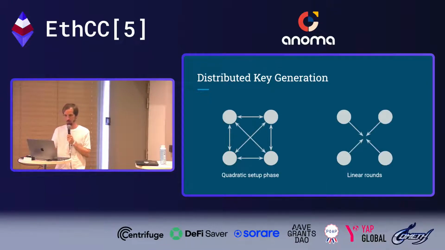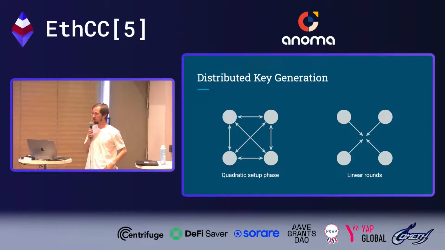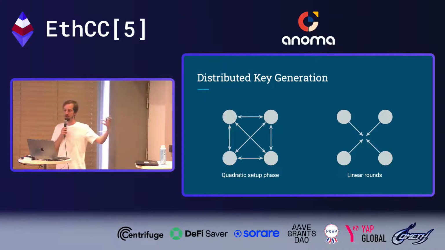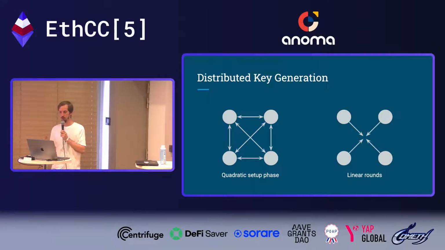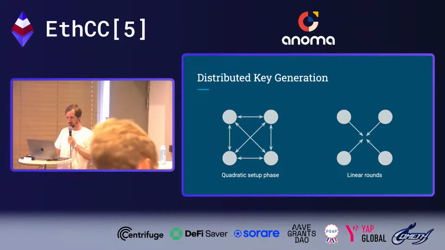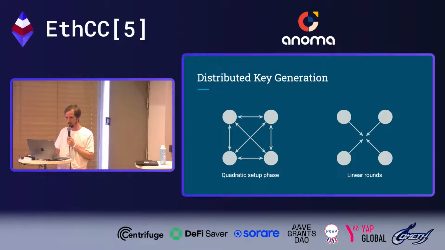So the solution we came up with, together with some researchers from a university, is to split this up. We split it into a quadratic setup phase, which produces a kind of master key, we call it the Eon key. And then for each batch, we only need linear rounds. For each of these rounds, each keeper only has to send a single message. So this is now maximally efficient and makes our protocol work with lots of keepers. So a very, very secure system.